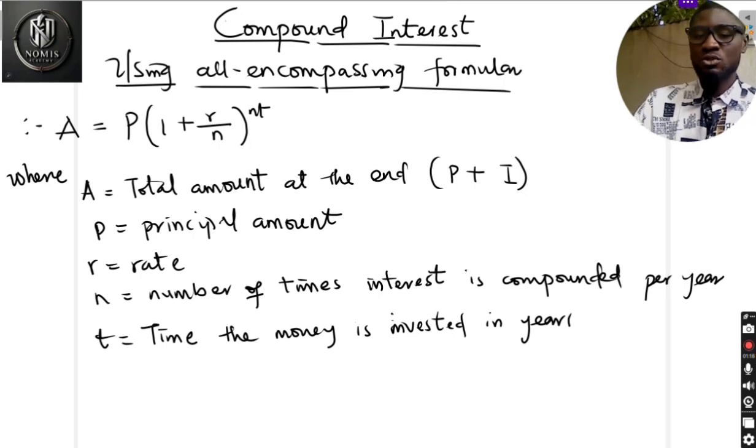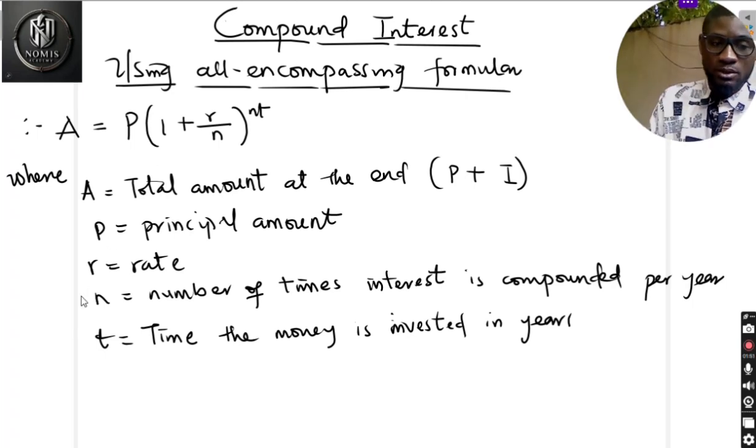N is the number of times the interest is compounded per year. Like in the previous videos, if you have watched them, you see that there was a question that said the interest is compounded semi-annually, meaning 2 times in a year. So this is where we get to know the number of times that the interest is compounded in a year. And then T is the time the money is invested in years. So we're going to take the examples that were used with the simple interest formula, then use the all encompassing formula to calculate the same questions and see that we arrive at the same answer.